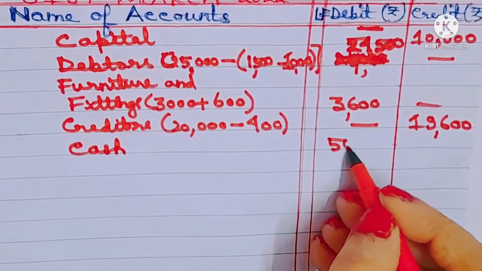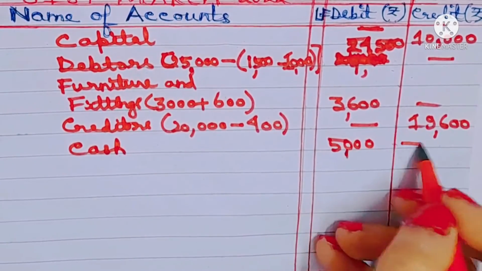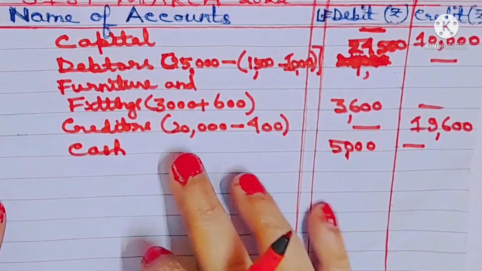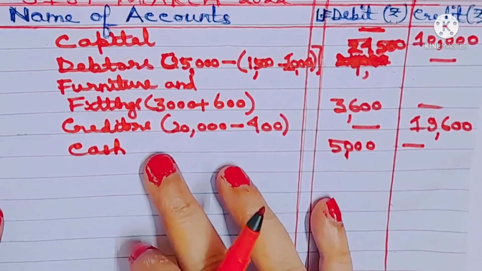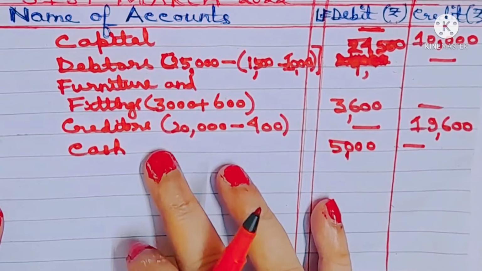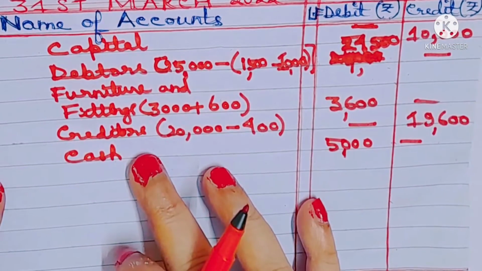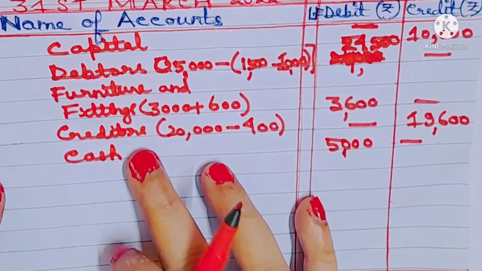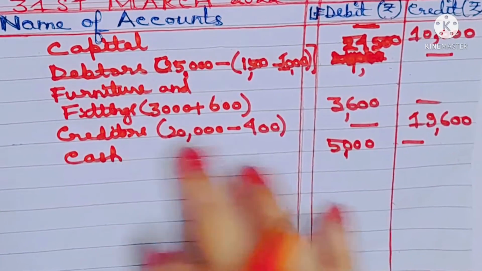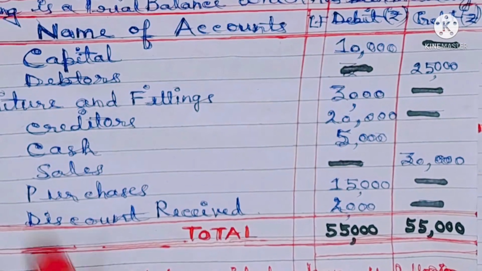5,000. Why are we writing 5,000 in the debit column? Because cash has a debit balance. Because cash comes under real account. According to real account, what comes in is debit. Here, from the business point of view, cash comes into the business. So cash will be debited. Okay. The next account is sales.